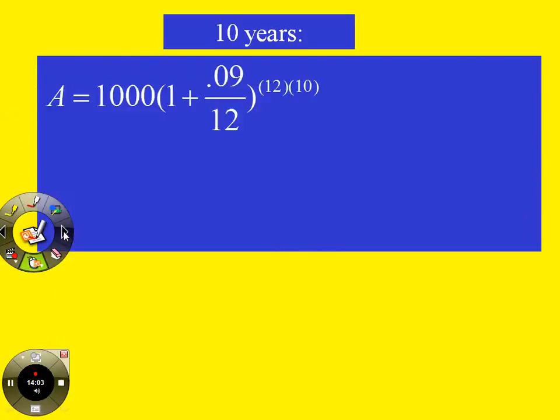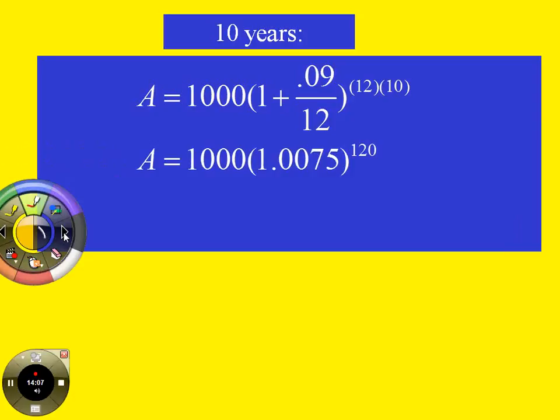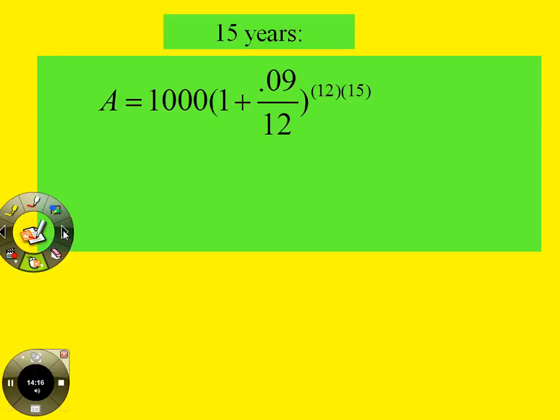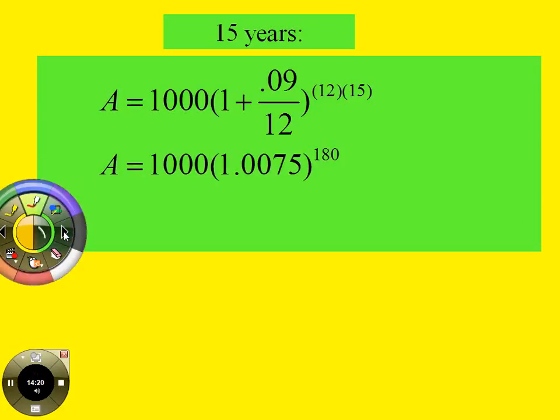Okay, and then let's do the same thing for 10 years. The only difference there is plugging in 10 for the T. And then we get a lot more money. So that's good. Now 15 years. For 15 years, we get that much money. So that's cool.